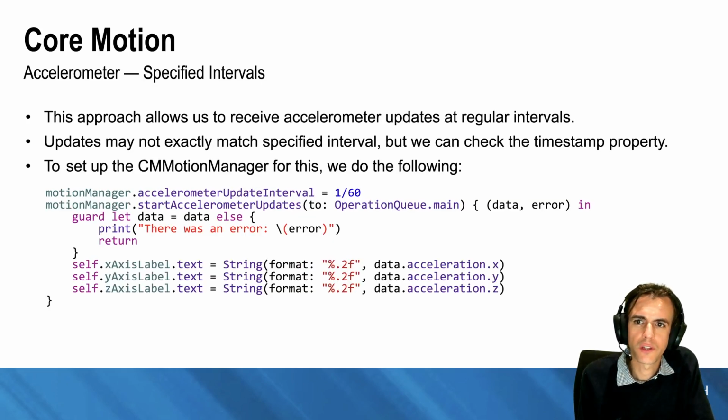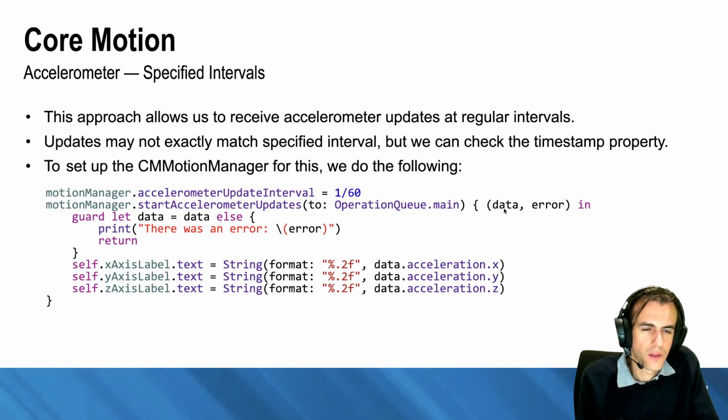If you want to receive it at specified intervals, well, you set up an interval, in this case a 60th of a second. Obviously you would adjust this based on your needs. And then we tell it to start accelerometer updates, and we pass it two things here. We pass it a particular queue that these updates will be delivered on, in this case the operations queue, but you could also do this on the dispatch queue or some other place if you wanted to.